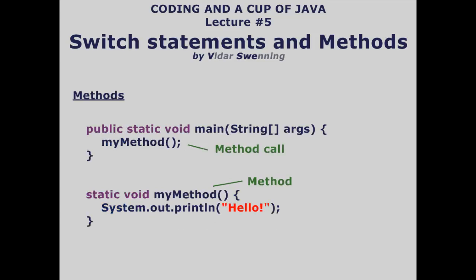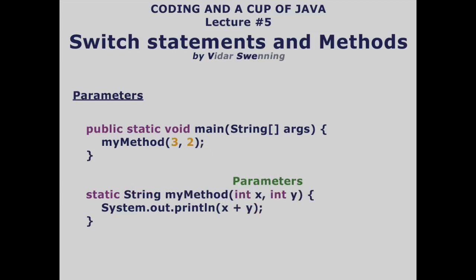Then we had methods. We call a method by typing its name and then the empty parenthesis there. Or if we had parameters, which we will discuss in a tiny bit, we add the values of the parameters we want to send along there. And then we have the method static void myMethod, empty parenthesis there, and inside there we can actually type whatever code we want.